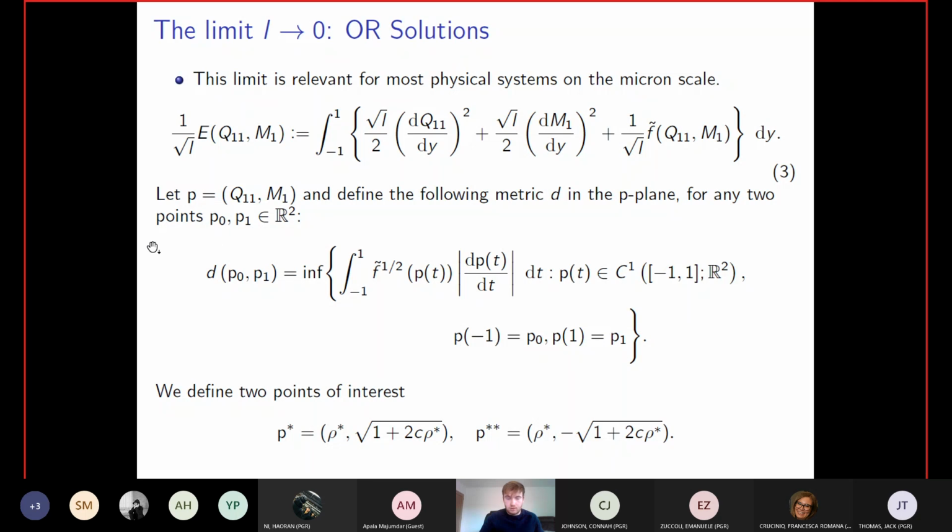And then we need to be able to talk about the distance between 2 points for this result, and so we introduced the following metric to do that. And then there are 2 points that are of particular interest, and they are P star and P double star, and these are just the OR bulk energy density minimizers.